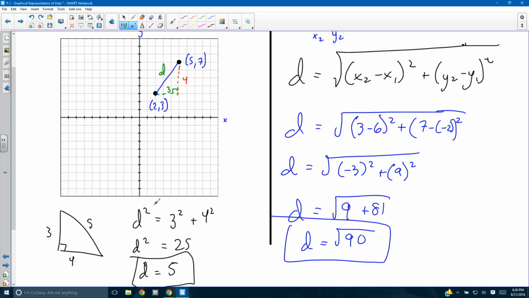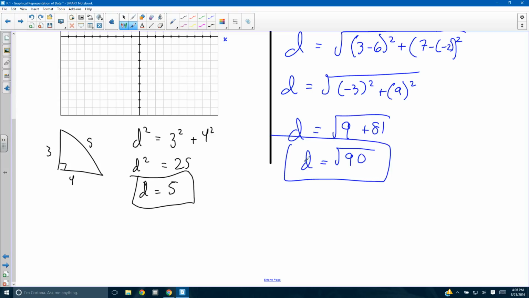Now here you have some options on different things to do as well, because this is not a simplified answer, nor is it rounded to any sort of decimal place. The square root of 90, you should know, I don't have a calculator right next to me, is in between the numbers 9 and 10, because 9 squared is 81 and 10 squared is 100. So probably around the 9.5 area, maybe a little more.